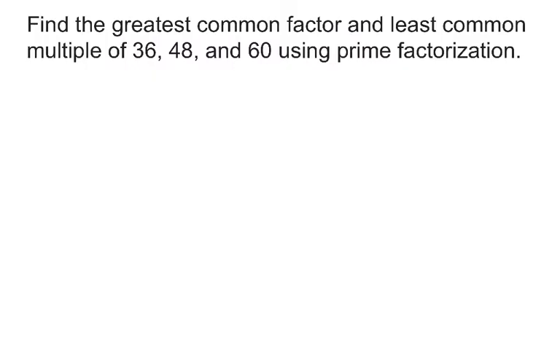Good job so far. Let's move on to another example. Find the greatest common factor and least common multiple of 36, 48, and 60 using prime factorization. So now we have 3 separate numbers. So I'm going to start with 36. Let me write that a little bit better.